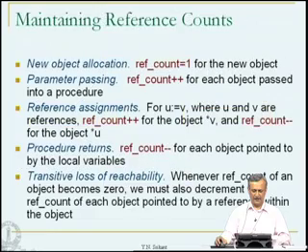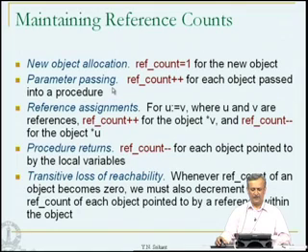So, let us go back and see how the reference counts are maintained. If there is a new object allocation, then reference count is set as 1 for the new object. So, the new object is created. There is a pointer pointing to it, and that is what is returned by the malloc or new call. So, it is reasonable to set the reference count 1 for the new object, there is only one pointer pointing to it.